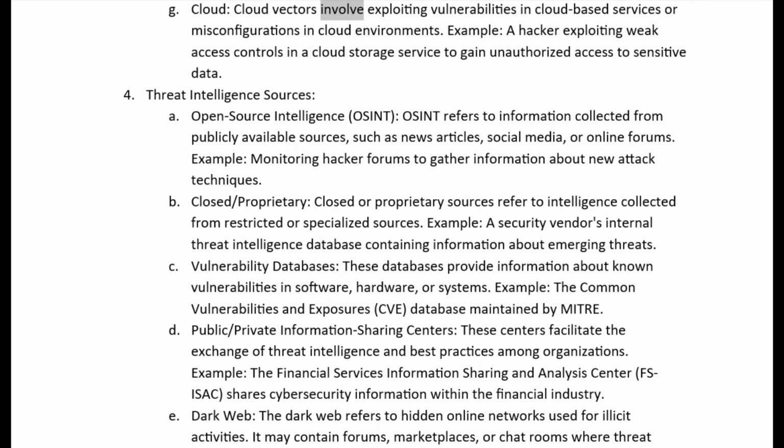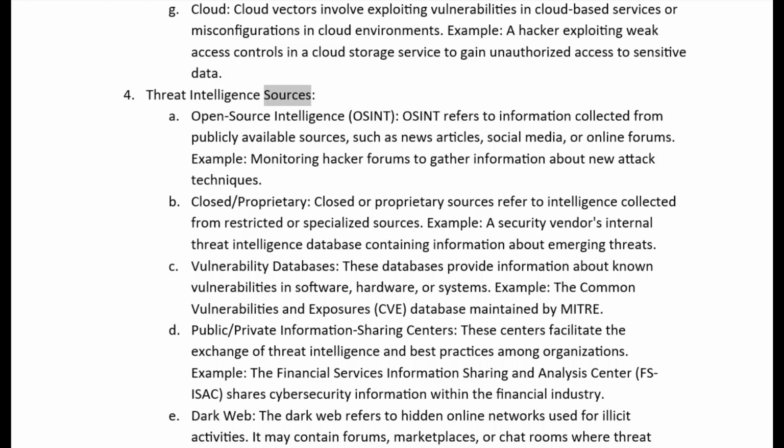Cloud vectors involve exploiting vulnerabilities in cloud-based services or misconfigurations in cloud environments. Example: a hacker exploiting weak access controls in a cloud storage service to gain unauthorized access to sensitive data.